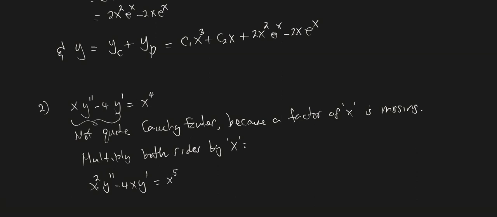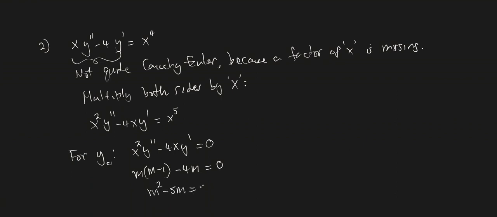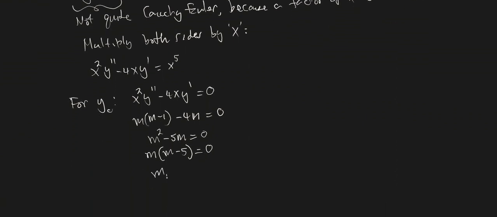So now it's Cauchy Euler. It's just that one term here is missing on the left. That's not a problem. So let's start by finding our y sub c. We're going to solve the corresponding homogeneous Cauchy Euler equation. And this auxiliary equation becomes m times m minus 1 minus 4m, and then that's equal to 0. So we end up having m squared minus 5m is equal to 0. Factor out an m, and we're left with m minus 5. So here, again, we're back in case 1. We have two real distinct roots. So our m1 is 0, and m2 is 5.